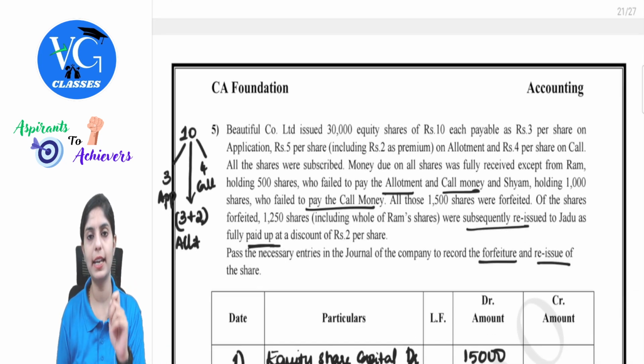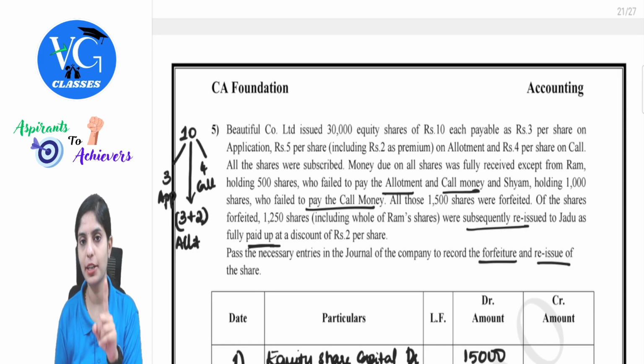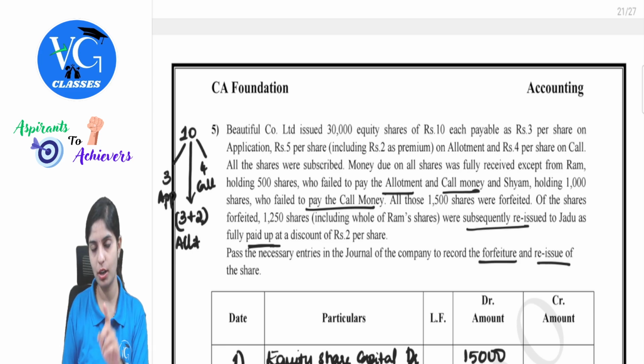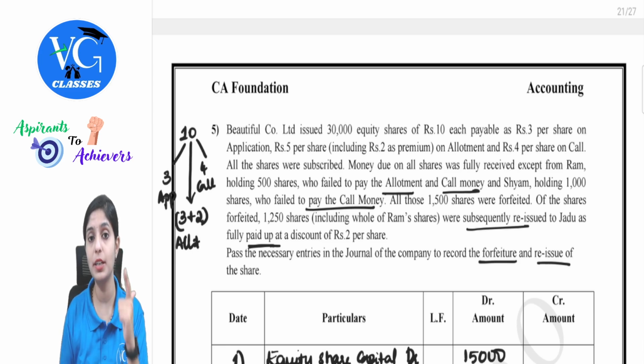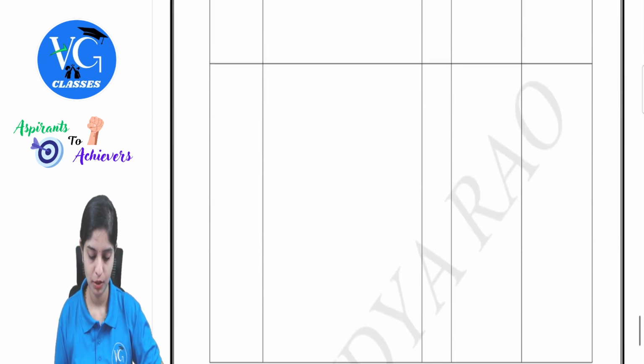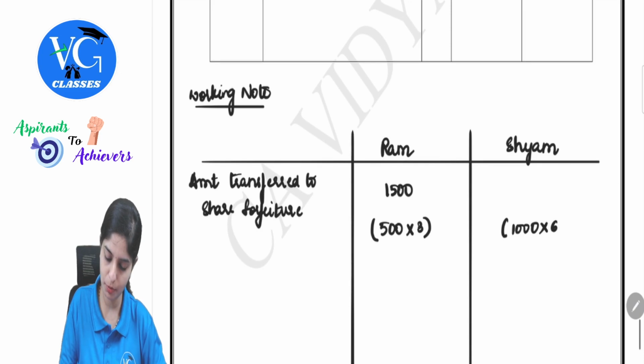Remember, here we can only take how much is transferred to capital. Securities premium will not come. Sham had already paid application and allotment. Application is 3 rupees. Allotment is 3 rupees. I should not consider premium. Here be very careful. So this will be 6 rupees.